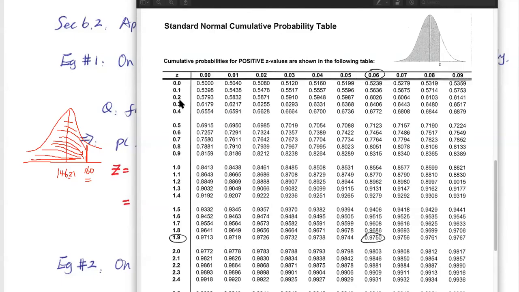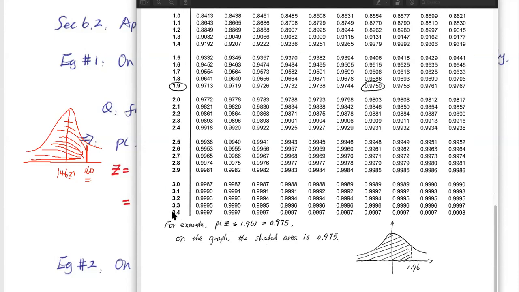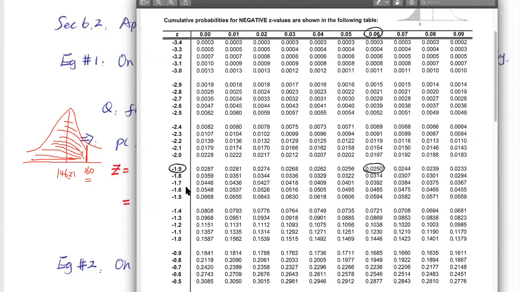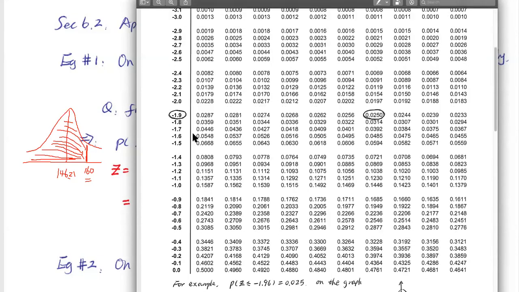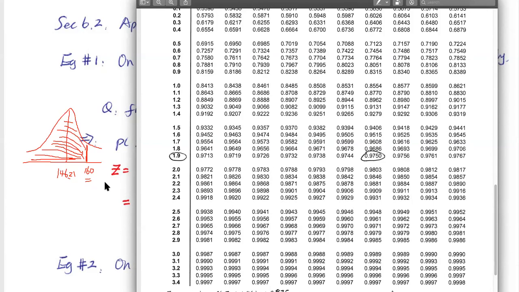We have 0 point something, 1 point something, 2 point something, 3 point something, right? And how about 4 point something? We don't have that, okay? How about the other page? The other page has negative 1 point something, 2 point something, negative 3 point something. We do not have 160. Everybody, what's happening? Anybody know why?